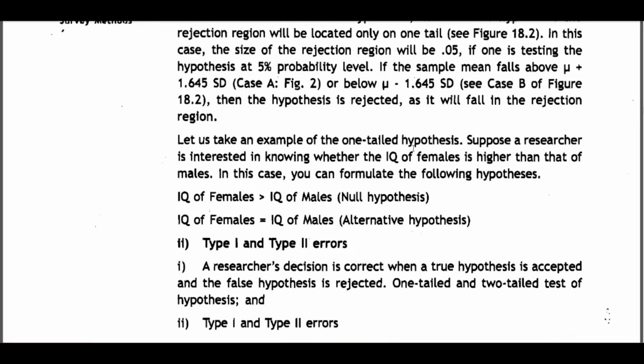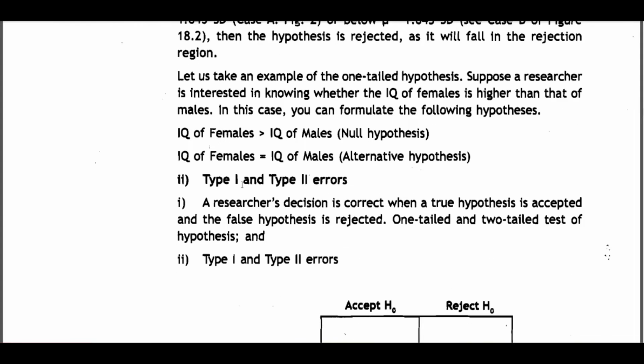Let us take an example of a one-tailed hypothesis. Suppose a researcher is interested in knowing whether the IQ of females is higher than that of males. In this case, you can formulate the following hypotheses. IQ of females is not greater than IQ of males, the null hypothesis. IQ of females is greater than IQ of males, the alternative hypothesis.